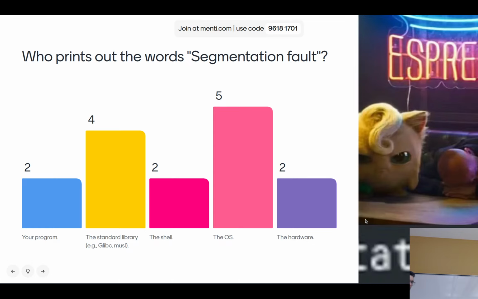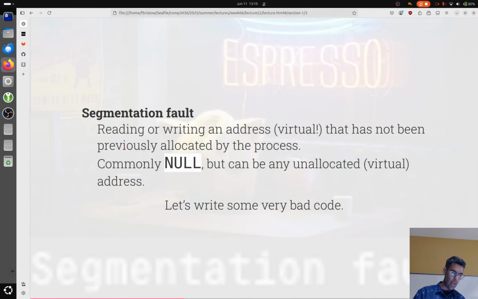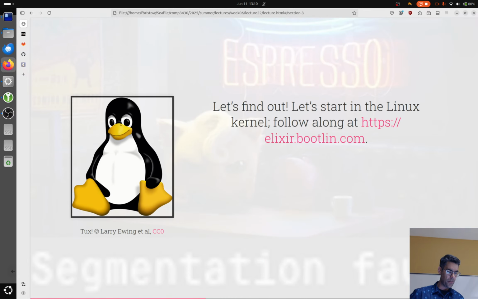So the remaining 2 candidates that we have are the shell and the OS. The OS is currently the one in the lead, and so that's where we're going to start. What I want to do is spend some time taking a look at some Linux kernel source code here. I'm going to invite you to follow along. The link is elixir.bootlin.com. We've been to this website before. I like this website because it makes it really easy to navigate through the file system structure, the folder structure that is the Linux kernel.